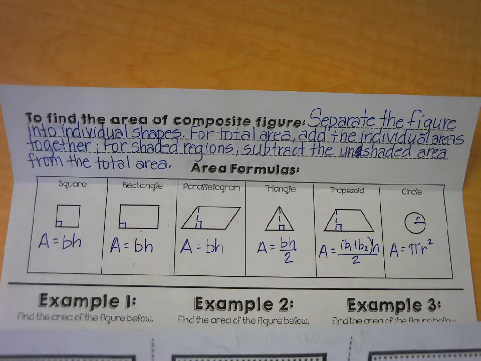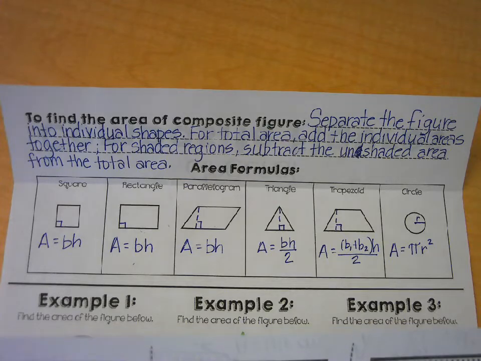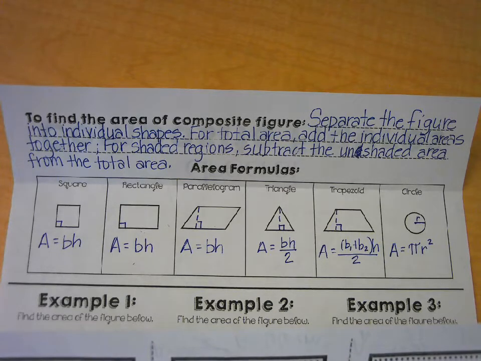For a triangle, which has 3 sides, it's half of a quadrilateral. If you take a quadrilateral and cut it in half, you get a triangle. So the area of a triangle is base times height divided by 2. A trapezoid is what looks like a triangle with the tip cut off. It has 2 bases: base 1 plus base 2, times the height, and then we divide that by 2.